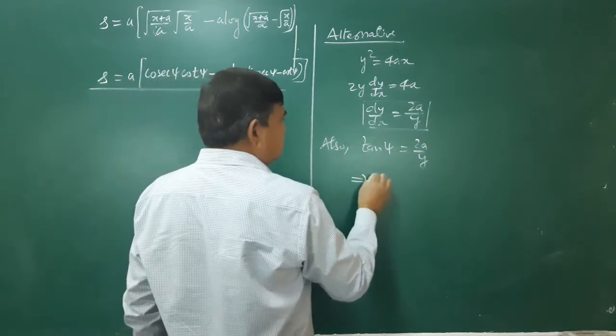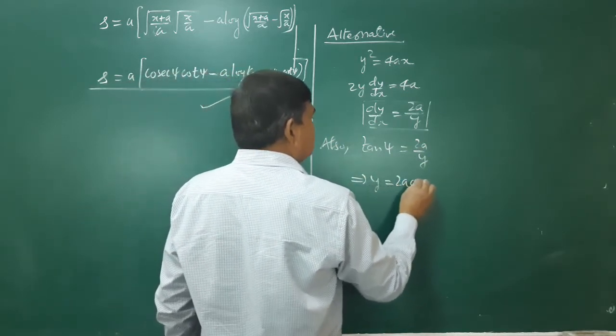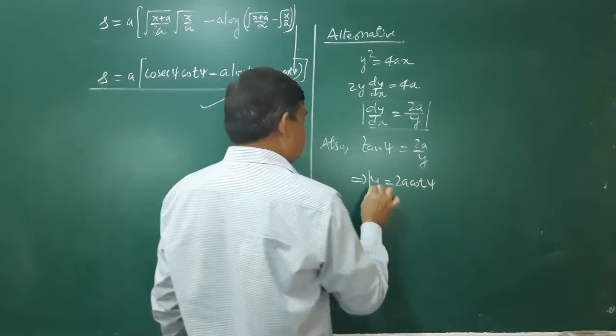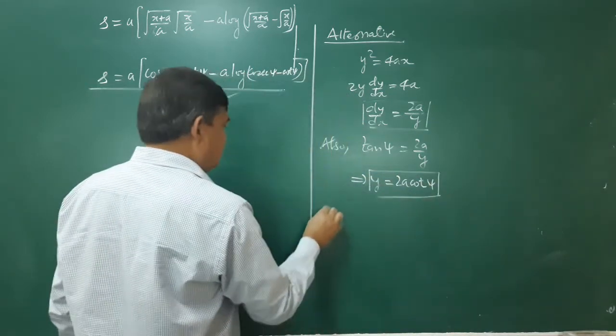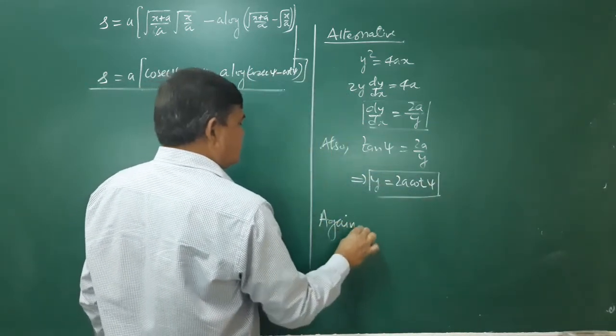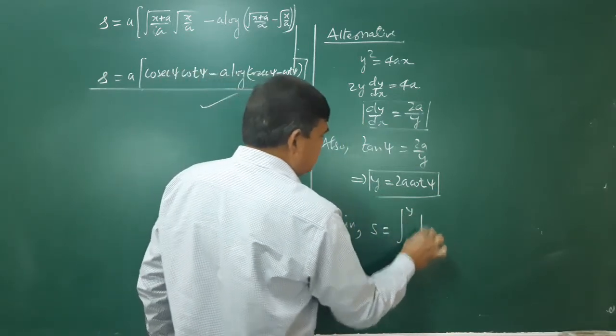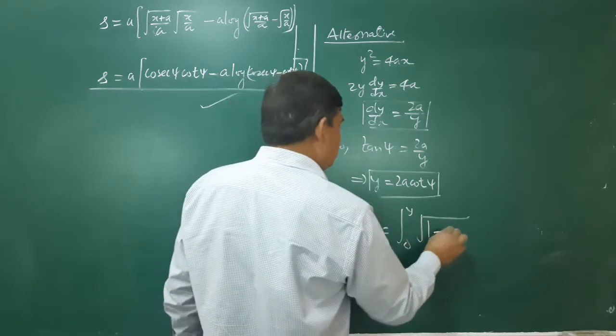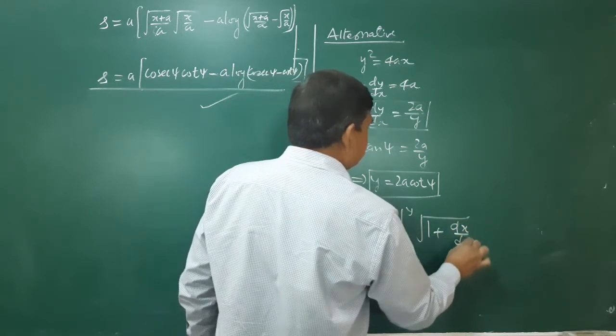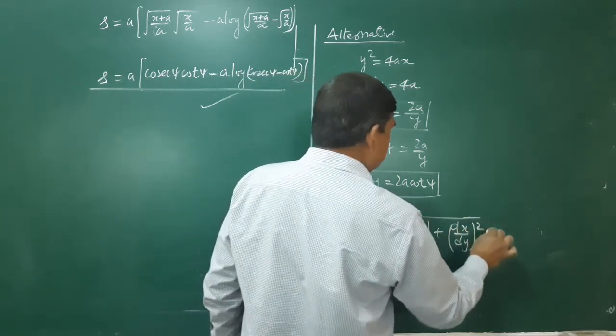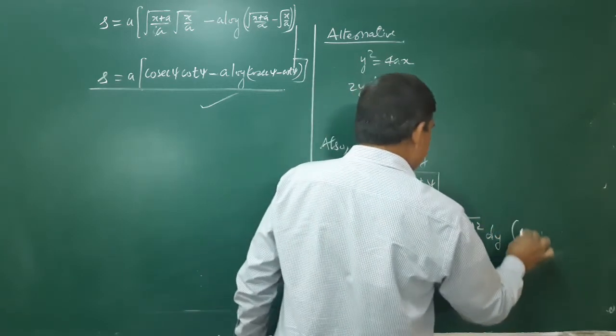So this implies y equals 2a cot psi. Again, s equals the integral from 0 to y of under root 1 plus (dx upon dy) whole square dy. Note this.